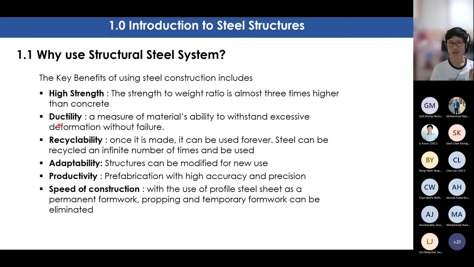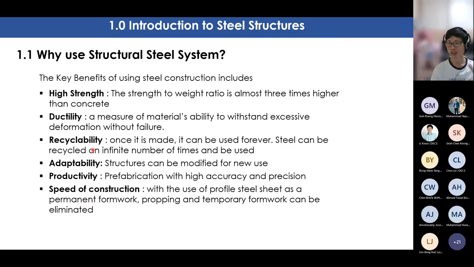And ductility. Ductility is a measure, right? I'm not sure that all of you have learned the steel design. So ductility is a measure of the material's ability to withstand excessive deformation. So meaning like a rubber band. You have a rubber band, right? You pull, it will elongate, but no failure. But if you pull the chalk, the brittle one, then it will break. So that is ductility.